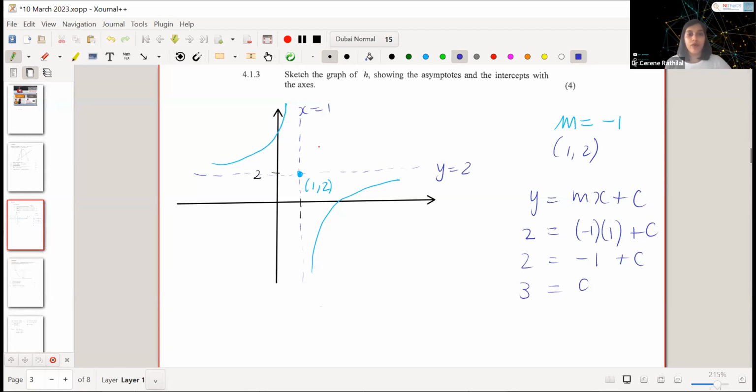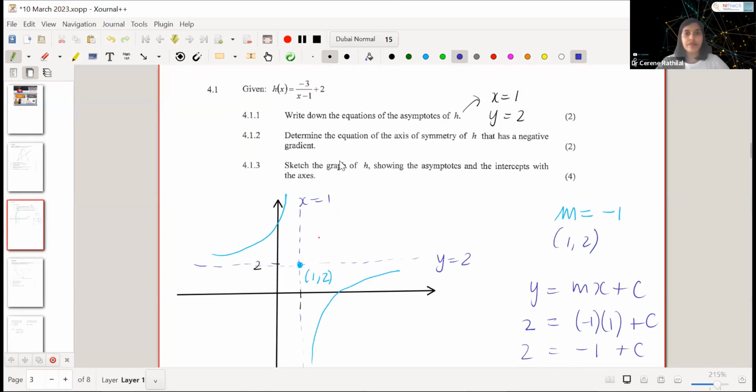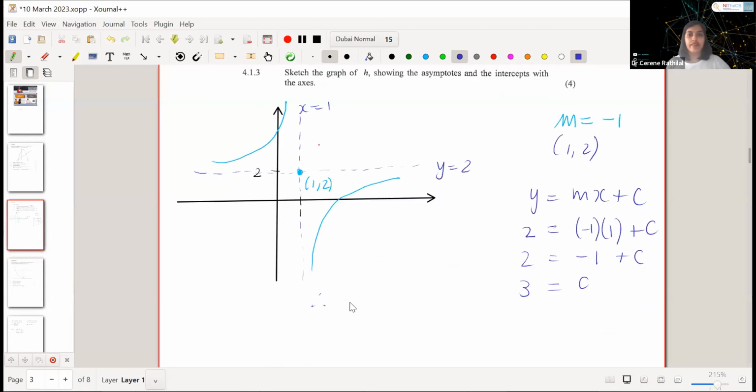So therefore, the equation of the line going through the axis of symmetry with a negative gradient is given by y equals -1x, right? So I'm just going to say -x plus 3. Is that the solution that you had given me? Okay, great. I see many of you had given that answer.